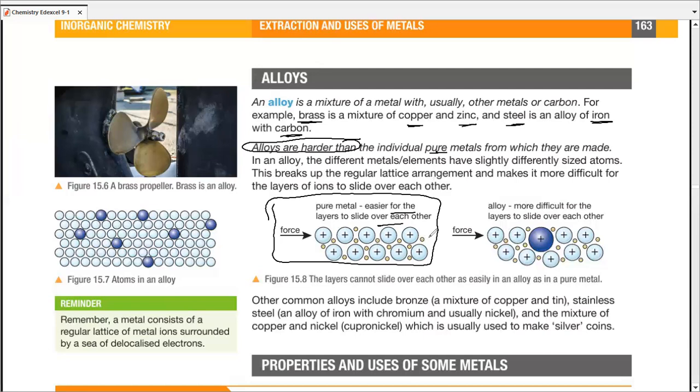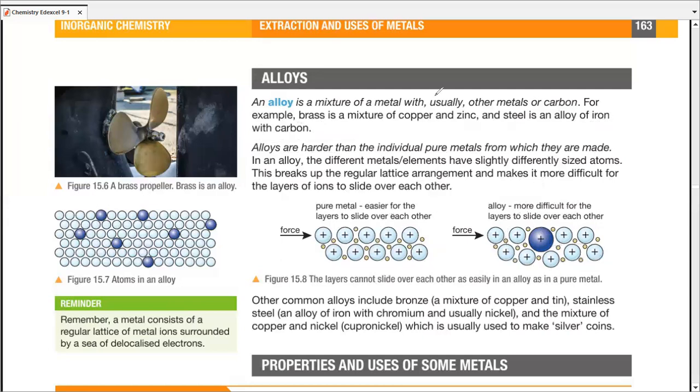Now, alloys are harder. Why? Because we use different metals. Now, this one is definitely a different metal. This one is definitely a different metal. That's why their sizes are different. When two different sized atoms are put together, they break up the regular lattice arrangement, which makes it more difficult for the layers to slide over one another. Hence, alloys become harder.